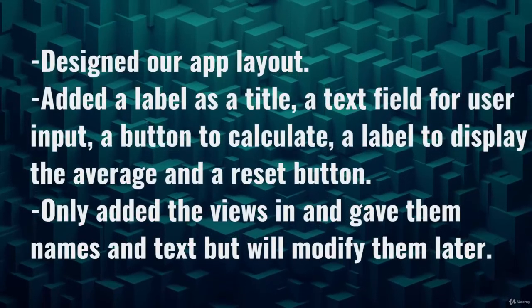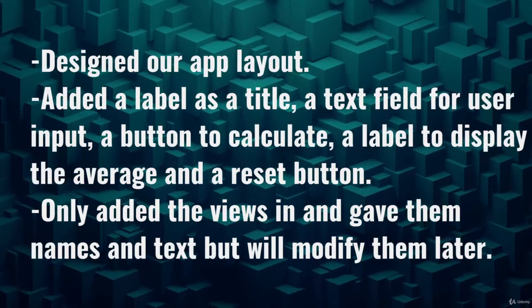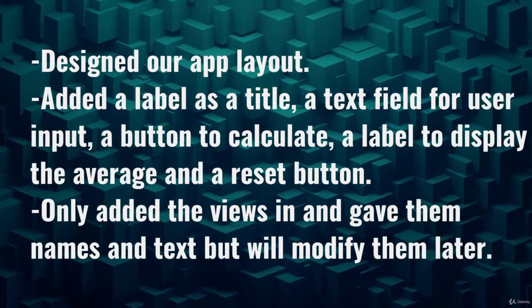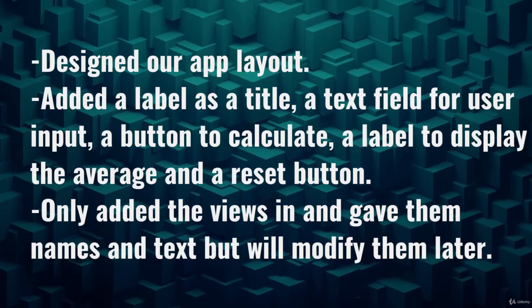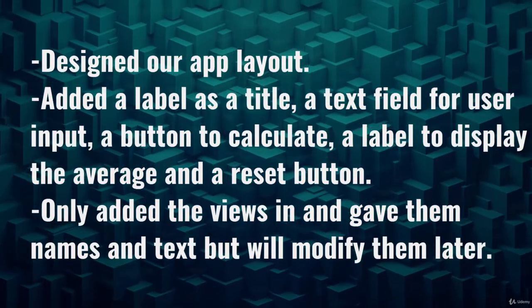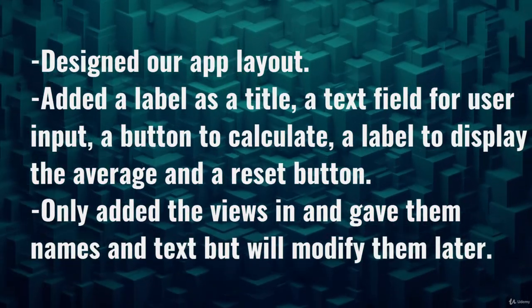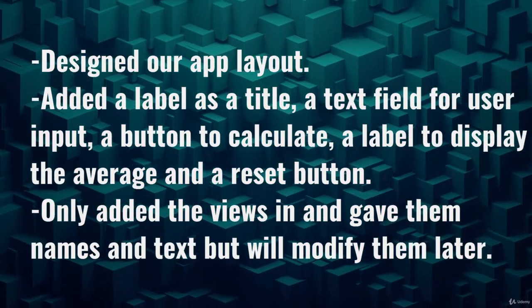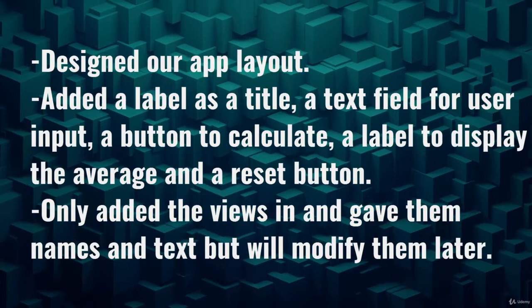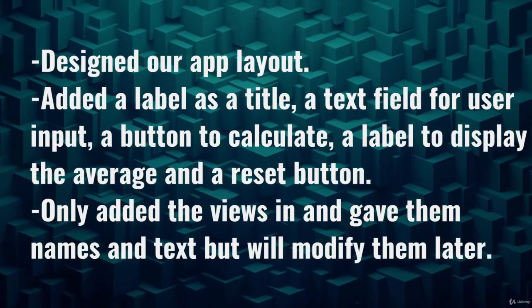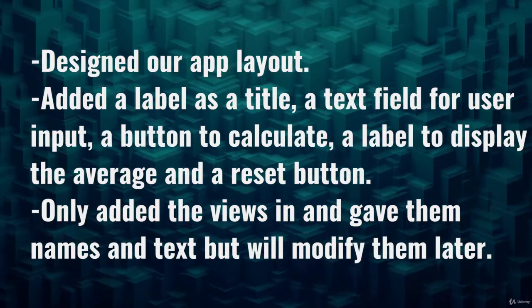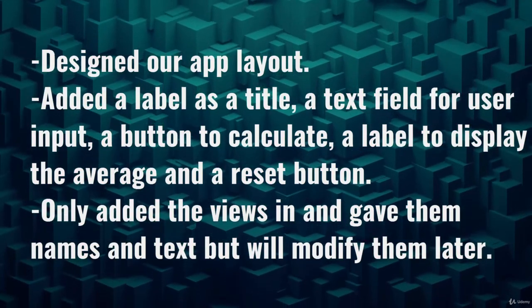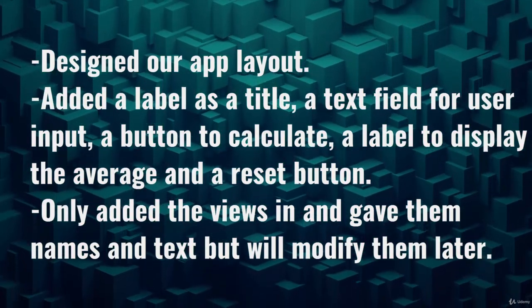Okay, so now we have successfully designed our app layout. So this is a calculator, and so we knew we needed 3 things, but we added in an extra couple of things. So we added first a label as our title. We had a text field for the user input. That's going to be where the user puts in the numbers. And we're going to have a button that will perform the calculations when pressed and will display the average on a label below. And then at the very bottom we just had a reset button that's going to reset everything to 0 once we're done.